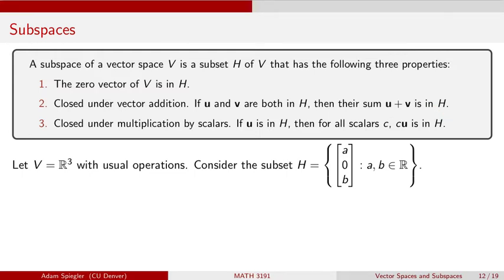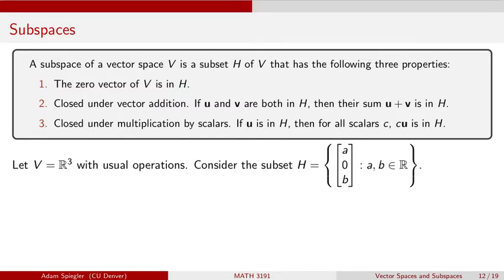This is what we would say is closed under vector addition. Taking the sum of any two vectors in H gives us a vector in H. And similarly, we want multiplication by scalars to be closed. Given any vector u in H, for any scalar c, the product c times u is also going to be in H. So we just want to make sure that the operations we defined on V are closed when we apply them to objects in H, and we also want to make sure that the zero vector is definitely included in our subset H.